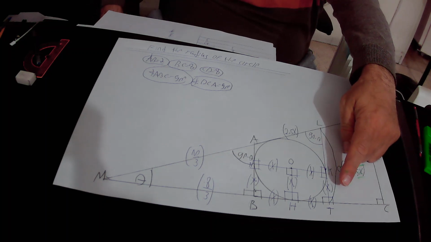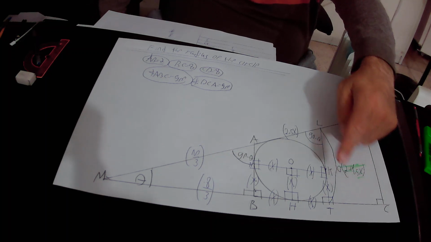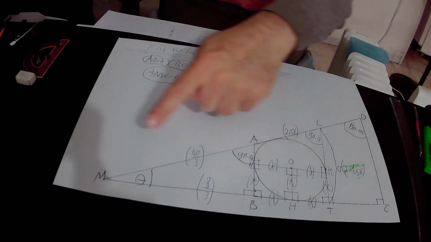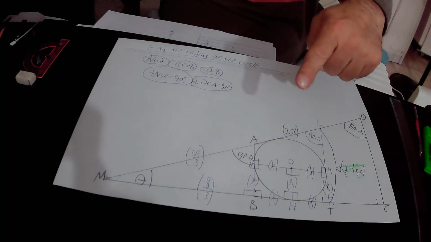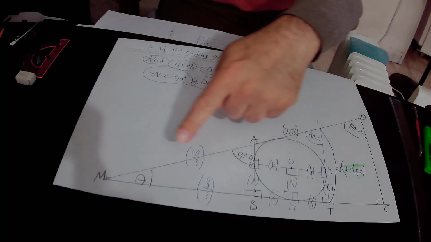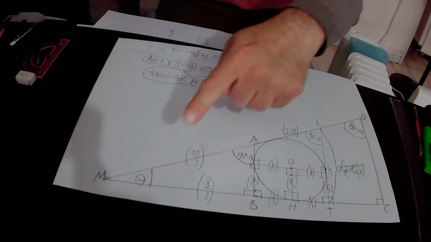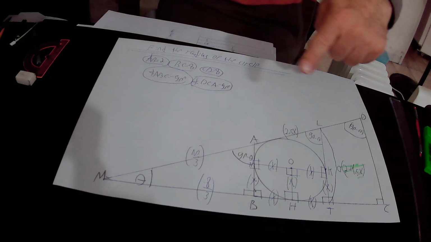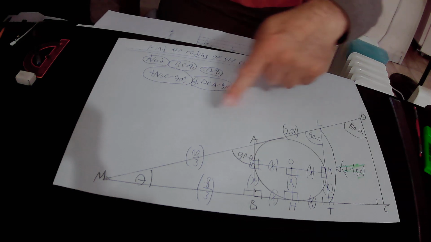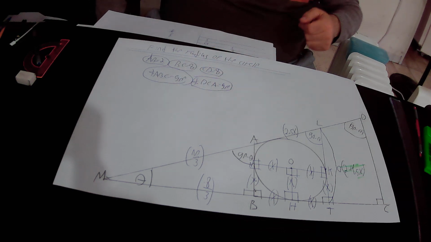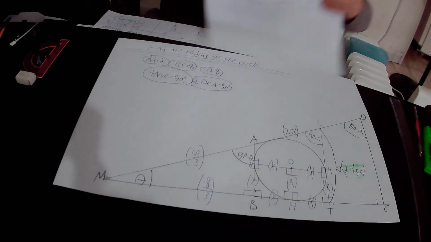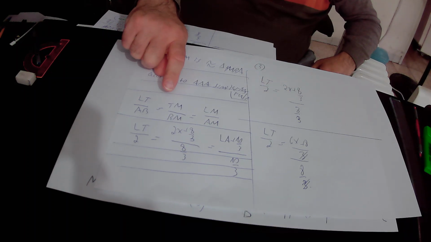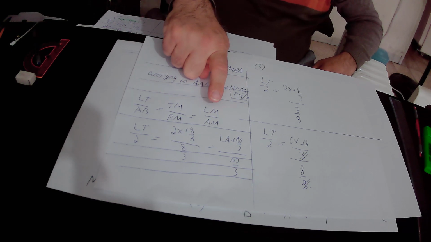LT in the big right triangle LTM over AB in the small right triangle MBA equals TM in the big right triangle LTM over BM in the small right triangle MBA, and it also equals LM in the big right triangle LTM over AM in the small right triangle MBA. Put again, we derive that LT over AB equals TM over BM equals LM over AM.